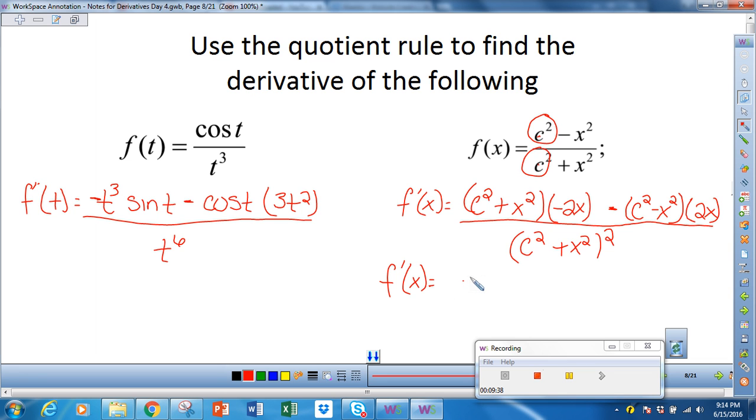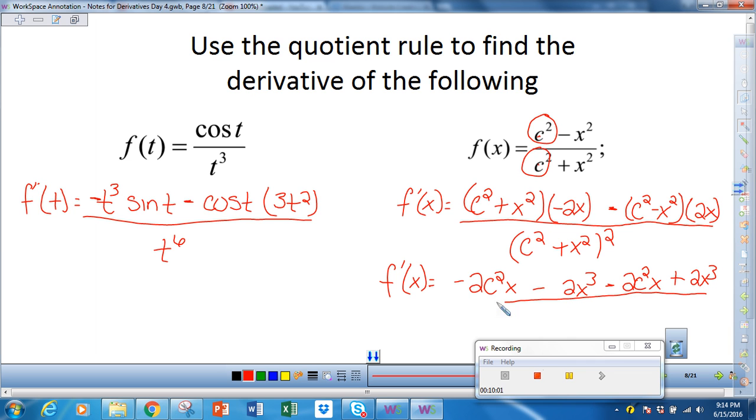We could have negative 2c squared x minus 2x cubed minus 2c squared x plus 2x cubed, and then some simplifying could be done there probably. What you want, if it's multiple choice, is to get it to look like the multiple choice. If it's free response, you want to just take the derivative and move on with your life.